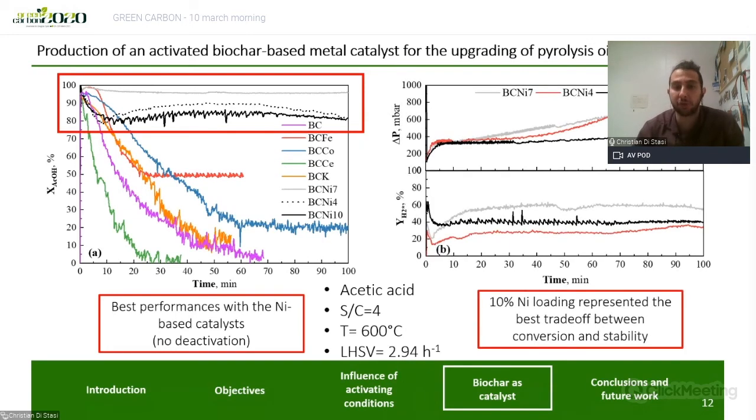But if we also look at the pressure drops along the reactor, which we related to the coke depositions, and at the hydrogen yield, we chose as the best catalyst the one with 10% of nickel, which hinders the coke deposition and was a good trade-off between all the variables taken into account. So we tried to improve the performance of this catalyst.